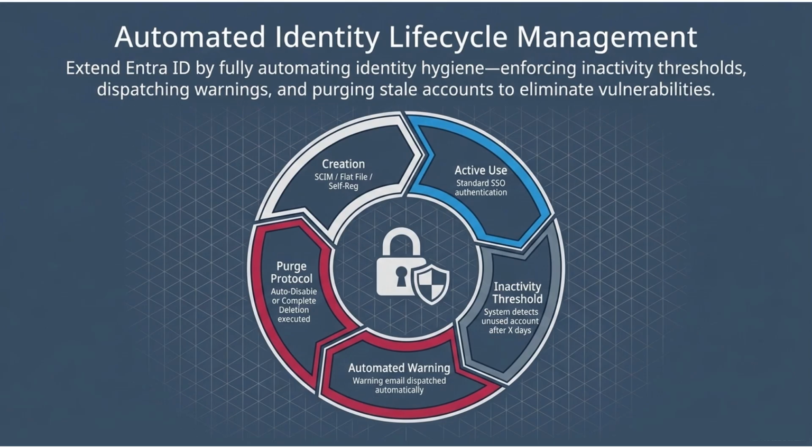It starts with creation, which happens via SCIM, self-registration, or an HR flat file. Let's clarify SCIM for the listener really quickly. System for Cross-Domain Identity Management. It's essentially an API standard that acts as an automated onboarding and offboarding checklist. It tells the system how to provision a user across 50 different apps instantly.